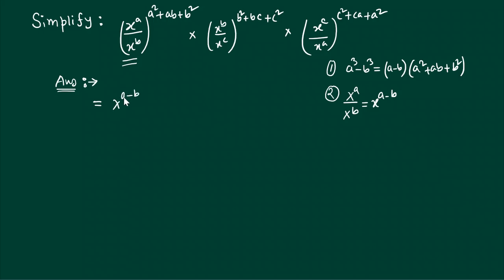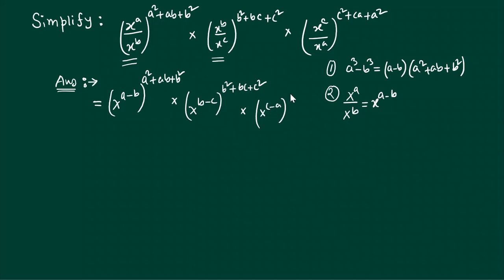Raised to the power of a² + ab + b², times x^b / x^c. We can write that x^(b−c), power of b² + bc + c², times x^c / x^a. We can write that x^(c−a), power of c² + ca + a².